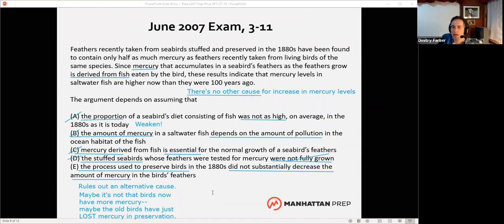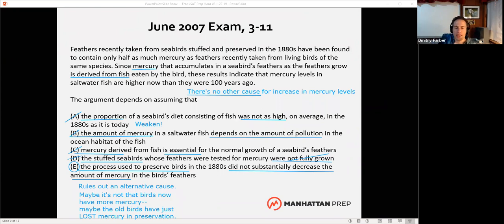We're trying to compare birds from the 1880s to today, assuming that the birds from the 1880s are in pristine shape, that nothing's changed. Maybe they were full of mercury. Maybe they even had more mercury than birds now until they were preserved and the mercury went away. All right. Imagine instead of mercury, you said water. Well, they're dried out birds. They're going to have less water in them, right?